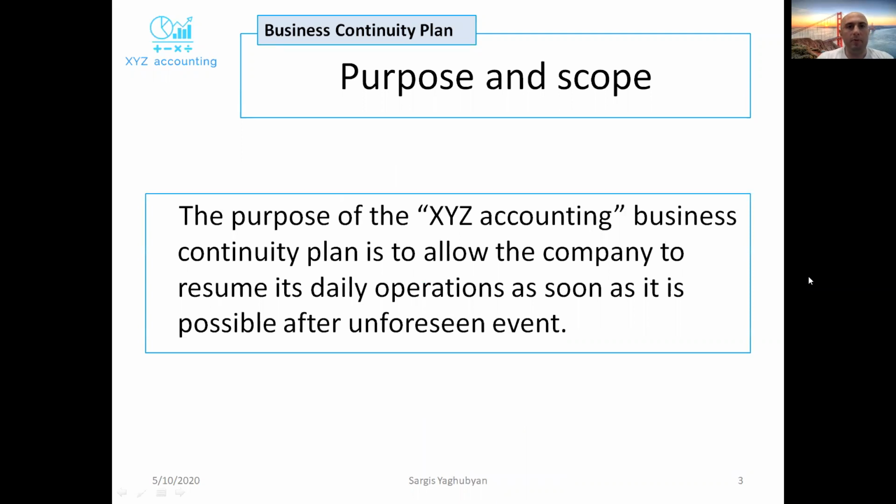Purpose and scope of the business continuity plan is to oversee unforeseen events which occur outside of the range of normal operations that may disrupt the company's ability to operate. With detailed planning and feedback from our team, we want to ensure that XYZ Accounting is prepared to deal with any unusual event.